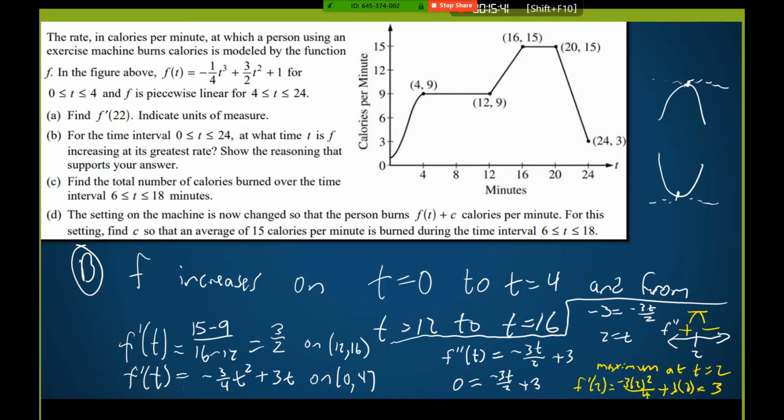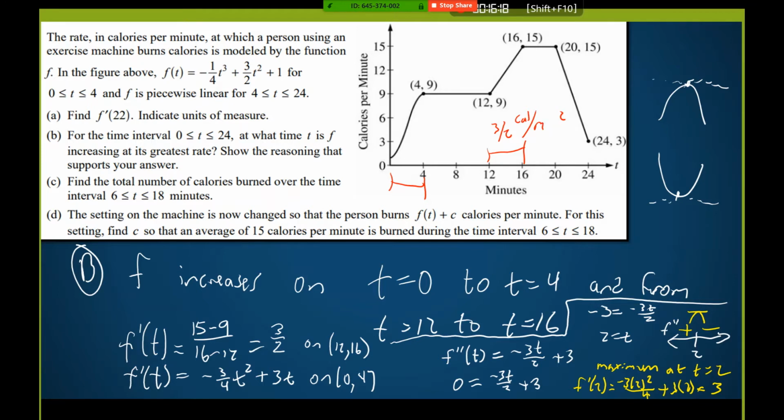So the first step is to try and figure out when f is increasing. We're increasing from 0 to 4 because our function is going up, and from 12 to 16 because our function is going up. From 12 to 16 is a line, so that means our rate of change, our slope, will be constant. So to find it, we can just get the slope of the line, which is y2 minus y1 over x2 minus x1, which gave us 3 over 2. So from 12 to 16, our rate was a constant 3 over 2 calories per minute squared.